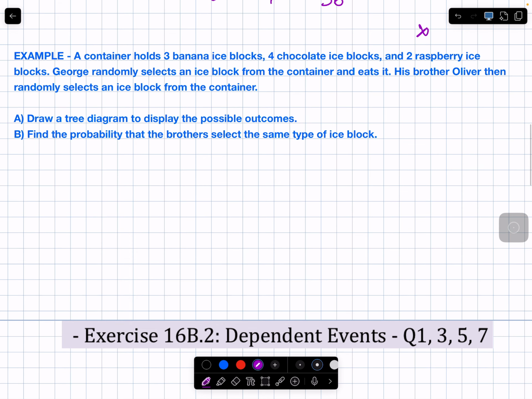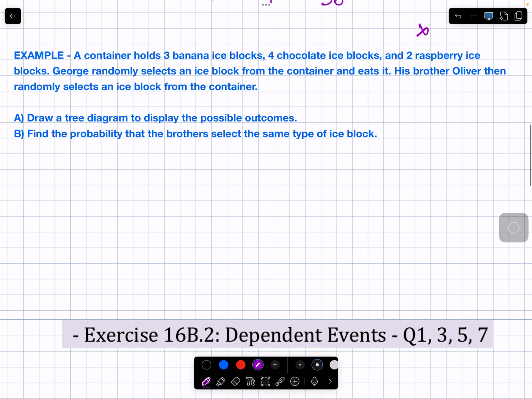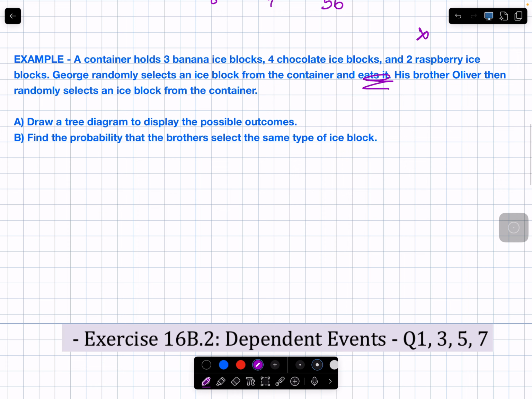So, hey, I wrote them all. A container holds 3 banana ice blocks, 4 chocolate ones, 2 raspberry blocks. George randomly selects an ice block from the container and eats it. So that confirms that it's going to be dependent. His brother Oliver then randomly selects an ice block from the container. Draw a tree diagram to display the possible outcomes.